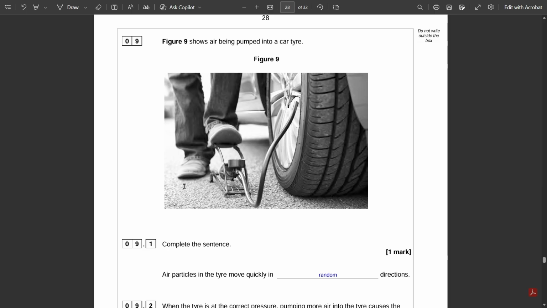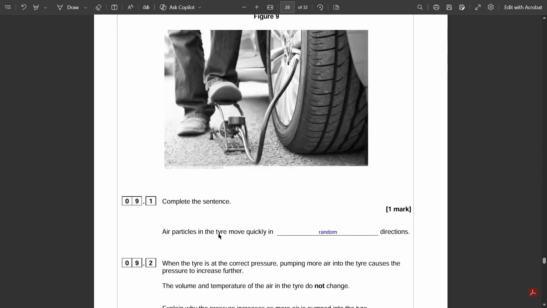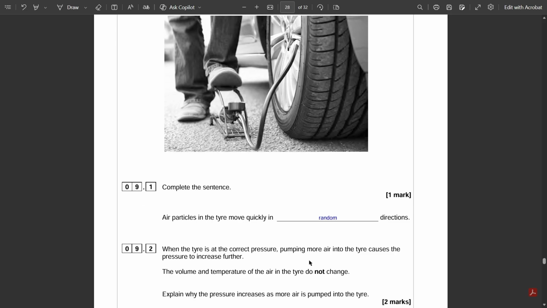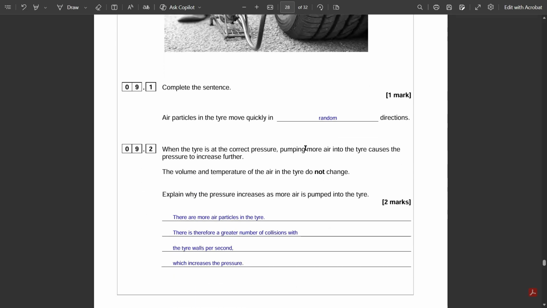Then moving on to question 9. Figure 9 shows air being pumped into a car tire, and we're asked to complete the sentence. Well, air particles in the tire move quickly in random directions. And then when the tire is at the correct pressure, pumping more air into the tire causes the pressure to increase further. The volume and temperature of the air in the tire do not change.